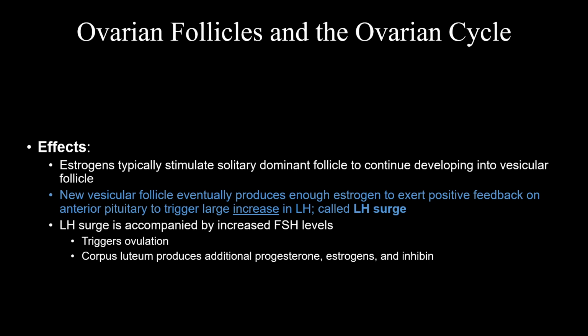When granulosa cells eventually produce enough estrogen, they exert positive feedback on the anterior pituitary and trigger a huge increase in luteinizing hormone release. This is known as the luteinizing hormone surge, and the LH surge, accompanied with a rise in FSH secretion, triggers ovulation, and the resulting corpus luteum produces additional progesterone, estrogens, and inhibin.